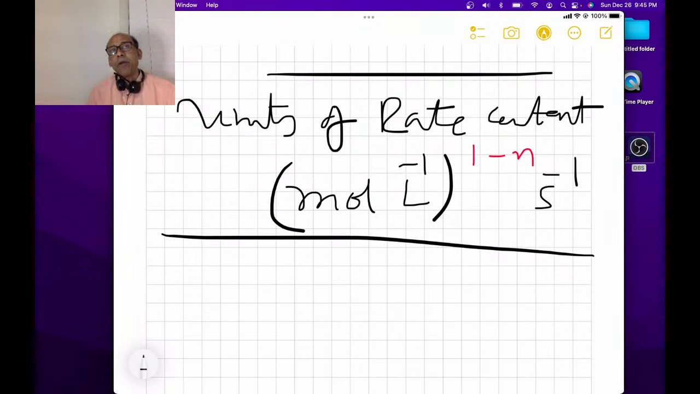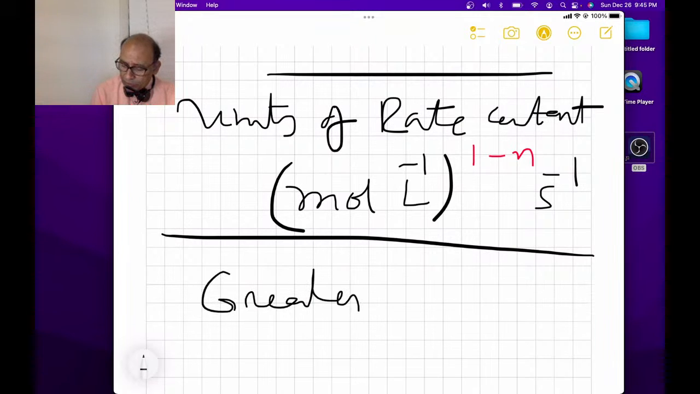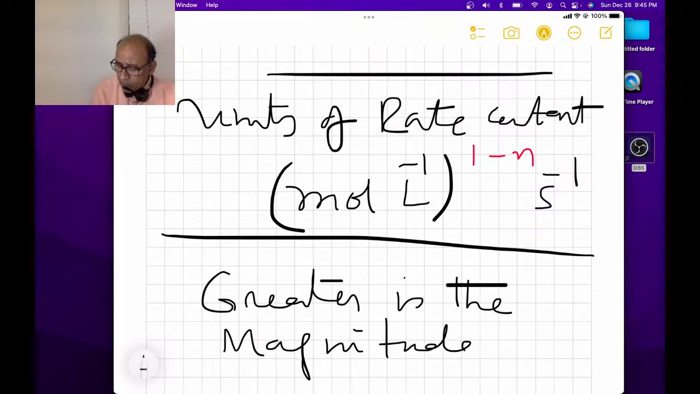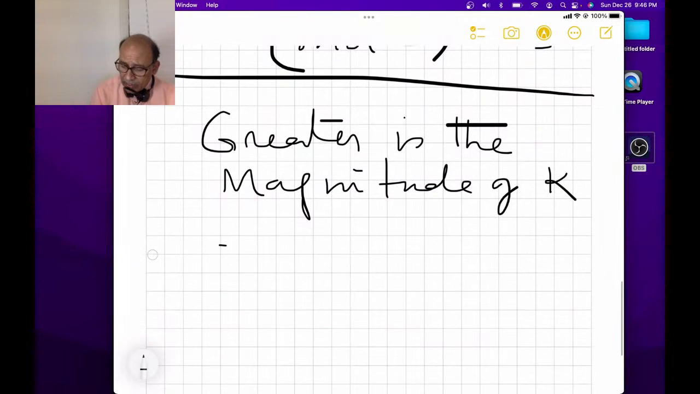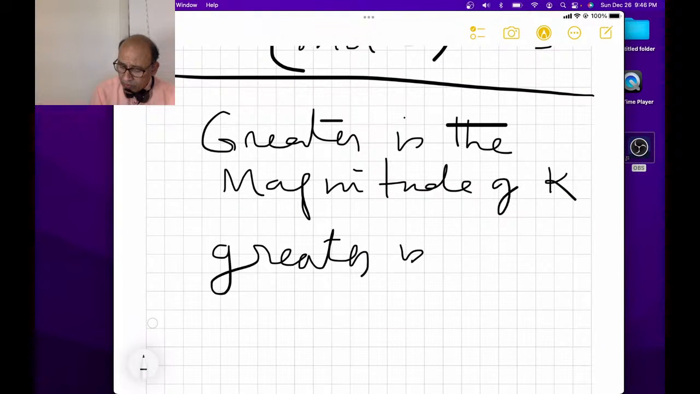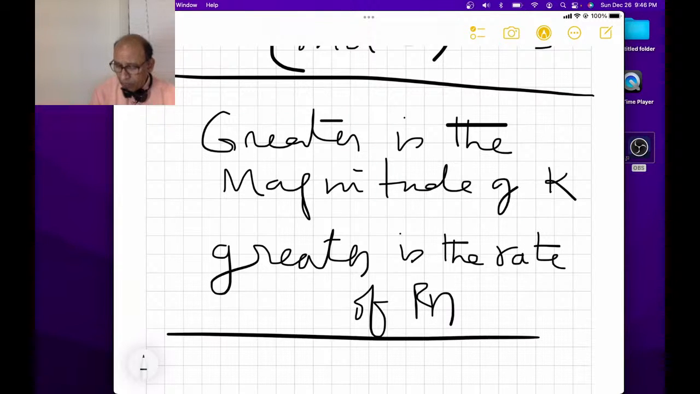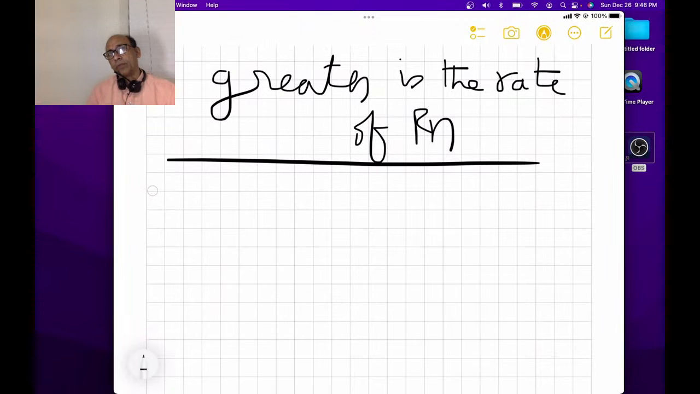Okay. Now, the third aspect about rate constant is, greater is the magnitude of rate constant, greater is the rate of reaction. So you appreciate that rate constant does not depend on the concentrations, but rate constant depends on temperature, and the rate constant magnitude indicates the extent or the rate of the reaction.